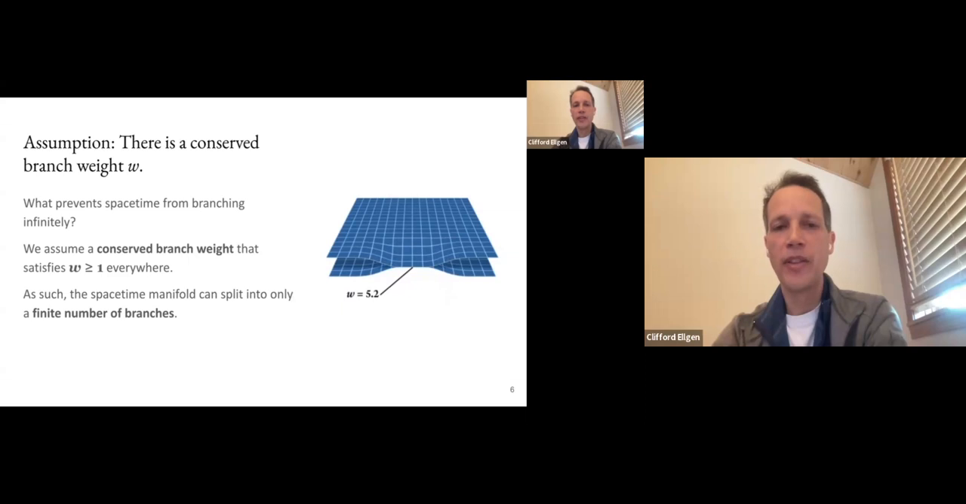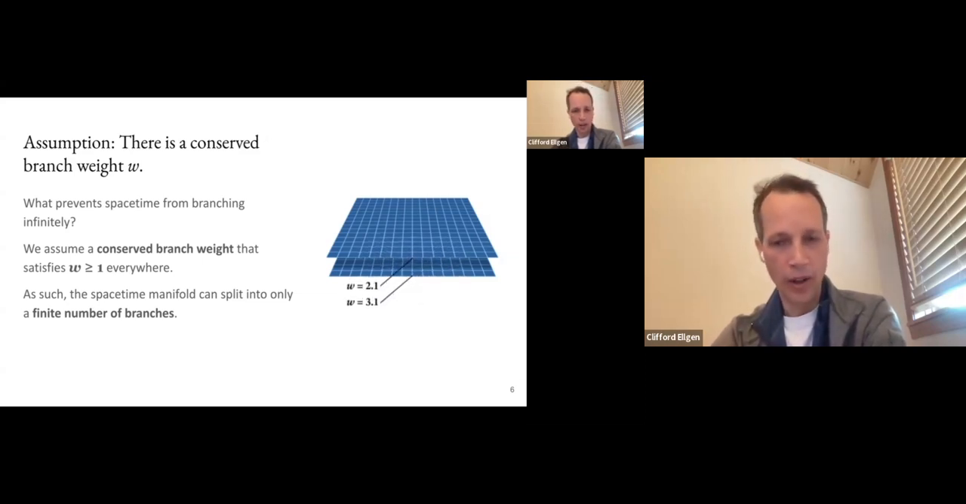But we need to prevent that branching from becoming a pathological behavior. In particular, what prevents the spacetime manifold from branching infinitely? Well, to manage that, we're going to introduce a new quantity, and we'll call it the branch weight using the symbol W. We'll say this branch weight is a conserved quantity so that when branches split and recombine, the total branch weight is additive. The animation on the right shows a branch of weight 2.1, another branch of weight 3.1, and when they recombine, those weights are additive to a weight of 5.2.